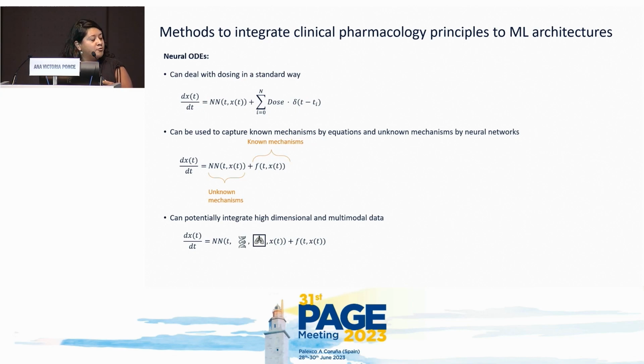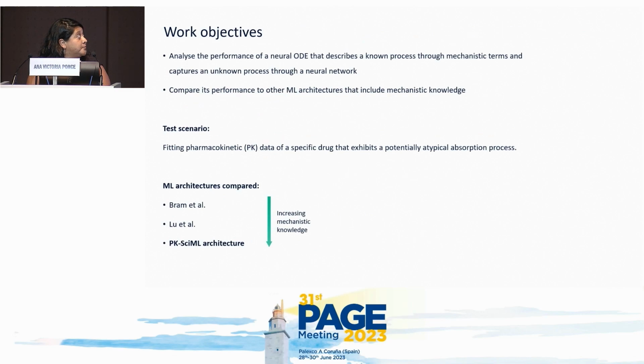Now that I introduced these different methods, what did we do in this work? In this work, we wanted to analyze the performance of a neural ODE that describes a known process through mechanistic terms and an unknown process through a neural network. We want to compare how this neural ODE's performance compares to other machine learning architectures that also include mechanistic knowledge. So our hypothesis is the more mechanistic knowledge we put in, the better the performance will be.